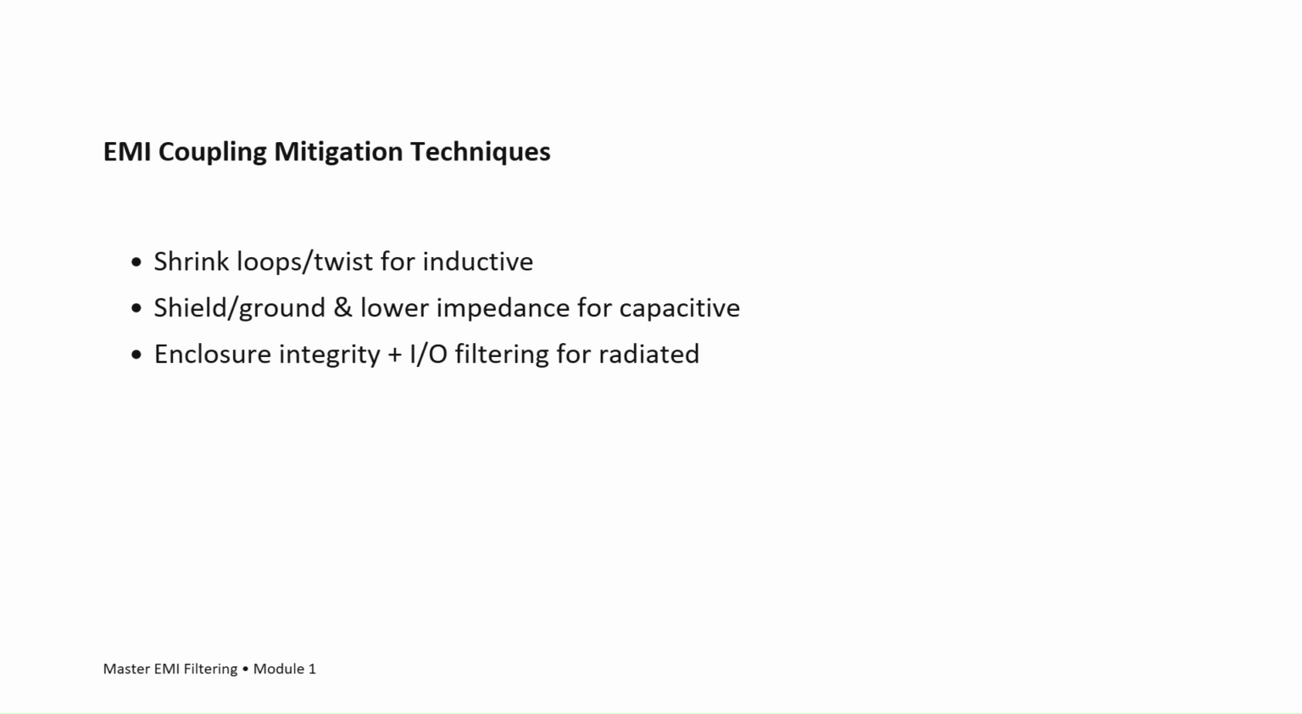One of the methods that we use for taking care of inductive coupling is by shrinking loops or by using twisted cables. When it comes to capacitive coupling, one of the most common ways is by using shielded cables or by grounding cables on one end, not on both ends, because you don't want to create a ground loop. Now, as for the module itself, it is a good practice to be wary of the enclosure integrity such that you don't allow any radiated noise to leave the module or to enter the module.